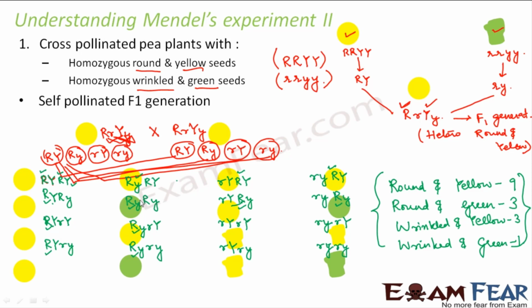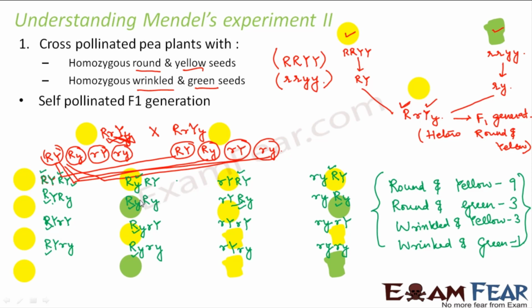So what was seen? It was seen that even though round and yellow are the dominant traits, that doesn't mean that round and yellow will always go together. A plant with a round seed can also be green in color. Similarly, a plant with a yellow seed can also be wrinkled, right? So this was his second set of experiment.